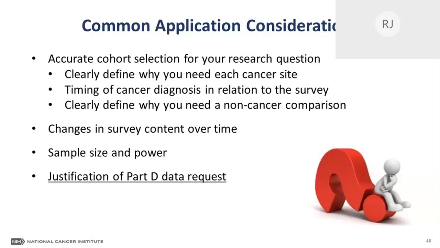I think keep careful considerations about changes in survey content over time. The MHOS survey does change. There are 3 different versions from 1998 to the present, and so you need to be mindful that the content you are considering is available. And always think about sample size and power because things can get small very fast based on the available data. And I think most relevant for this group is that you need to be thoughtful about how to justify the need for Part D data. Just saying that you have it and want to use it is not going to be enough. We'd like to know a little bit more about how it's being used and integrated in the research question.